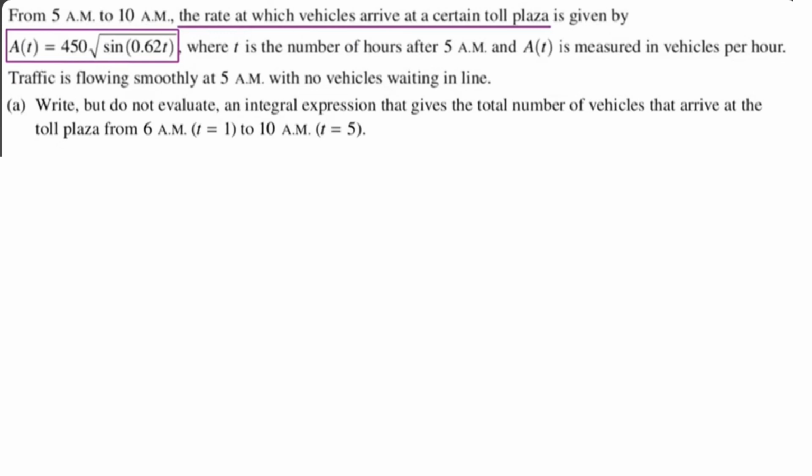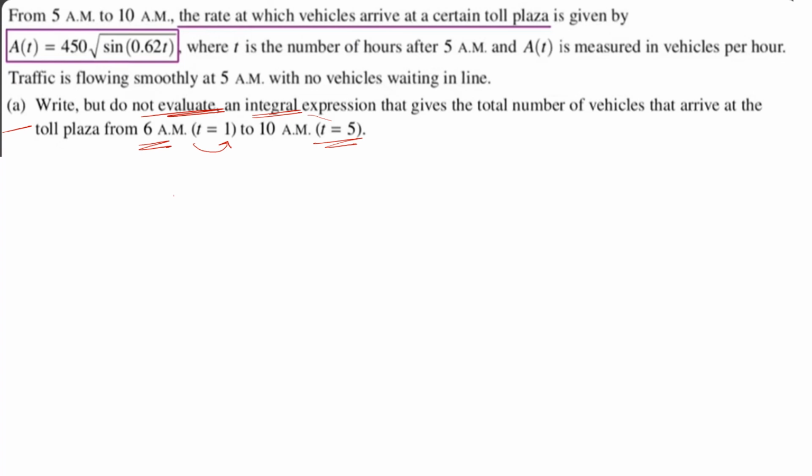Now traffic is flowing smoothly at 5 a.m. with no vehicles waiting in the line. Question A says that you have to write, with no need to evaluate it, the integral form that shows the total number of vehicles that arrive at the toll plaza from 6 a.m., which is considered as t equals 1, till 10 a.m., that is considered as t equals 5, because the difference between the timings from 6 to 10 is 4 hours.